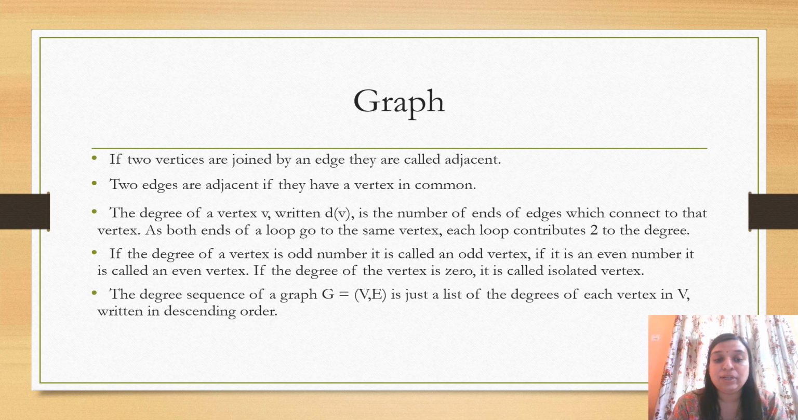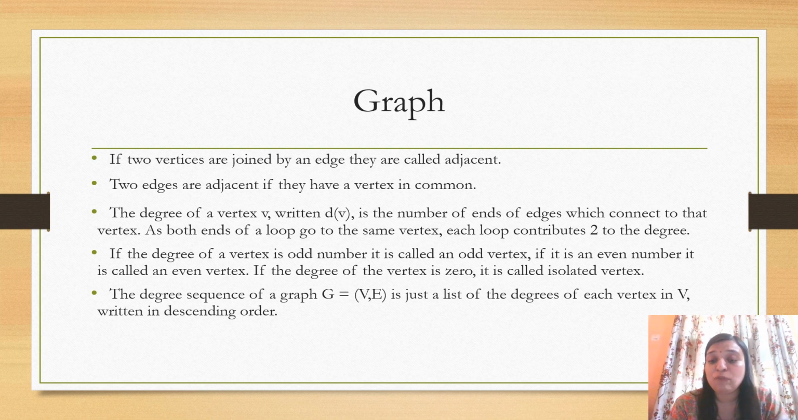If two vertices are joined by an edge, then they are called adjacent, and two edges are adjacent if they have a vertex in common. The degree of a vertex is the number of edges incident on that vertex. So basically the number of edges connected to that vertex gives the degree of the vertex. Since in a loop the starting and ending vertex is the same, for every loop we count 2 in the degree of that vertex. So we add 2 to the degree of the vertex if there's a loop on that vertex.